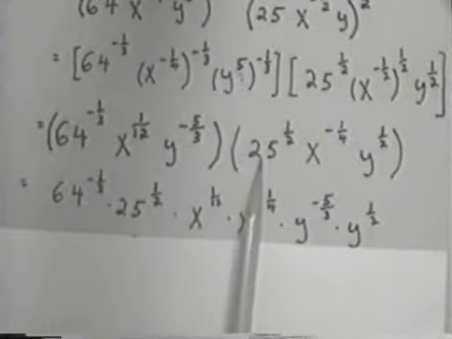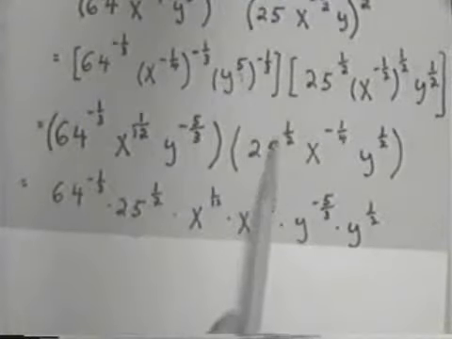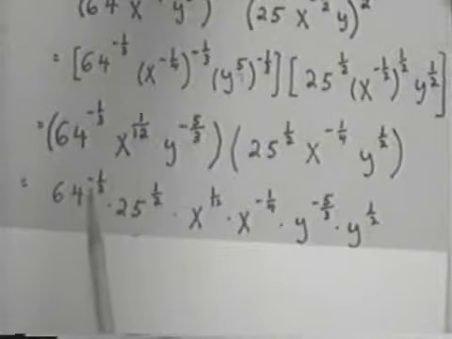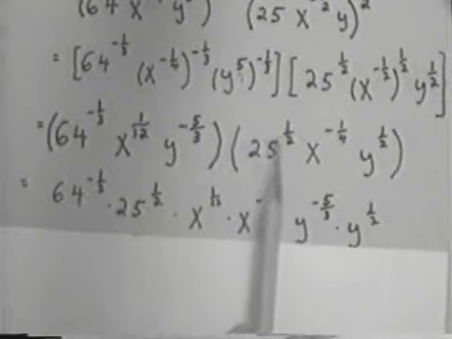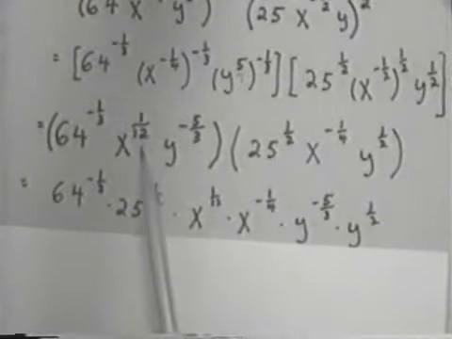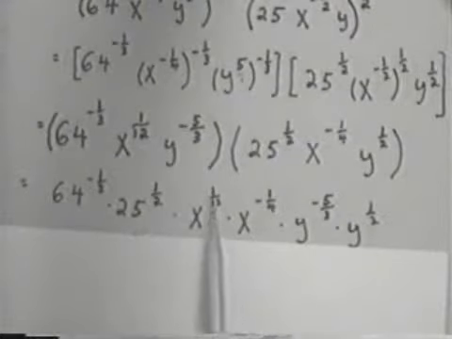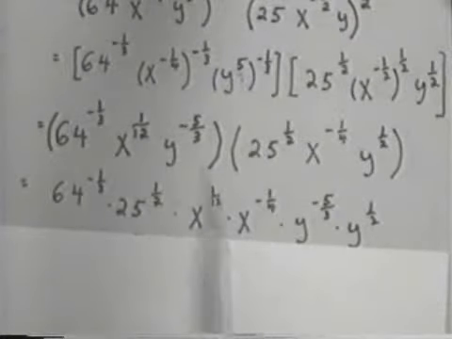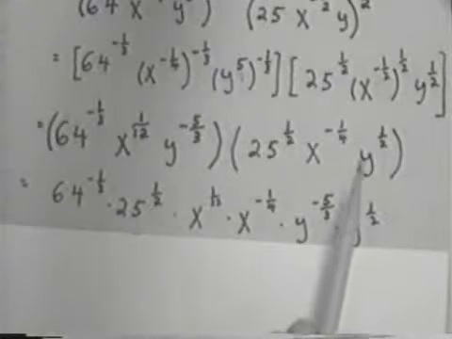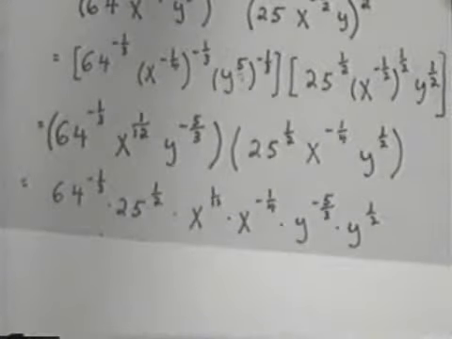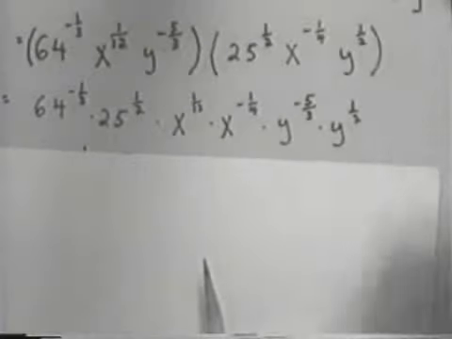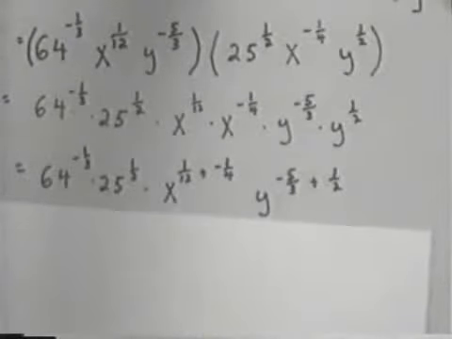I'm also going to group the 64 to the negative 1/3 and the 25 to the 1/2 together. So we have 64 to the negative 1/3, 25 to the 1/2. I have x to the 1/12 times x to the negative 1/4, the y to the negative 5/3 times y to the 1/2. So I just put things together. And now to multiply those powers having the same base, I'm going to keep the base and add the exponents.